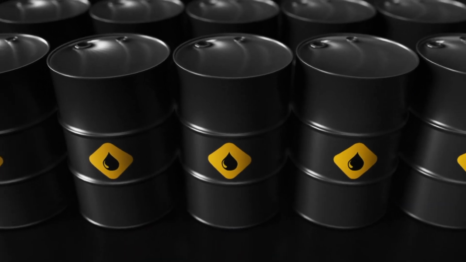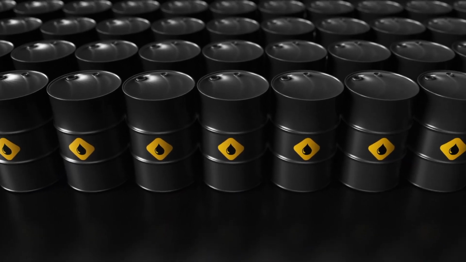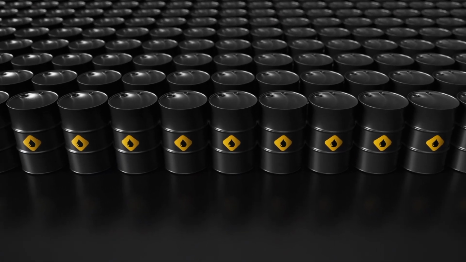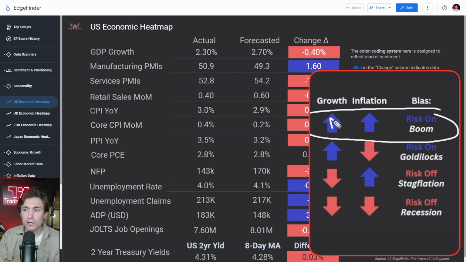Think about oil for a second. If we think about oil and demand of that underlying commodity, if economies are roaring and demanding more and more raw materials, the price of oil should go up. And if prices in general are rising, oil also should go up.